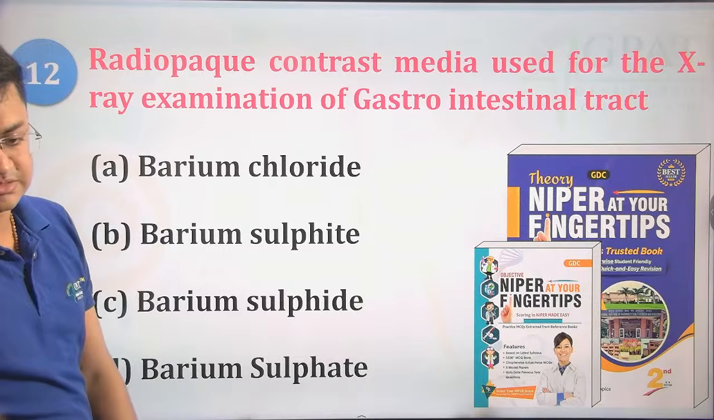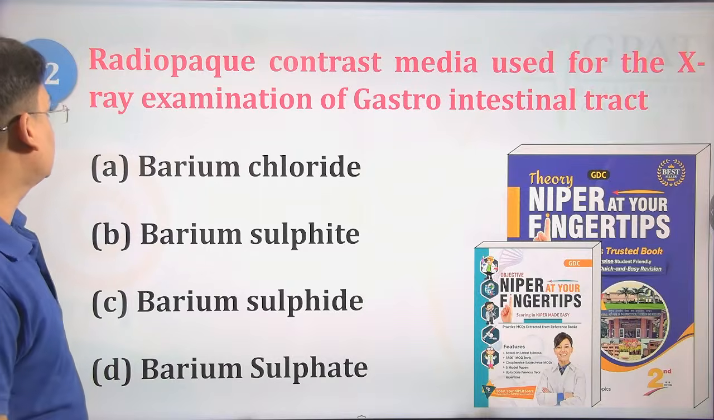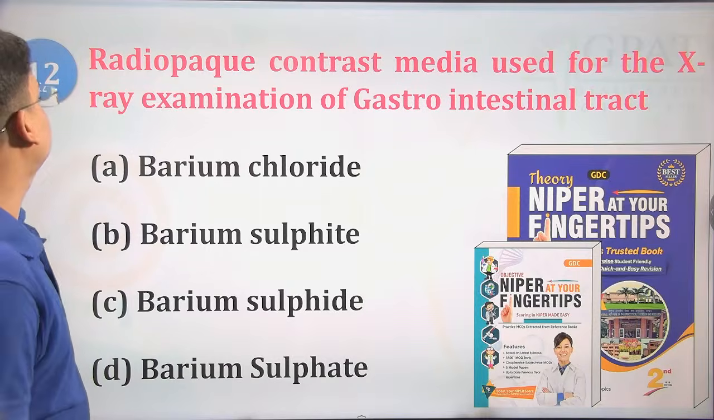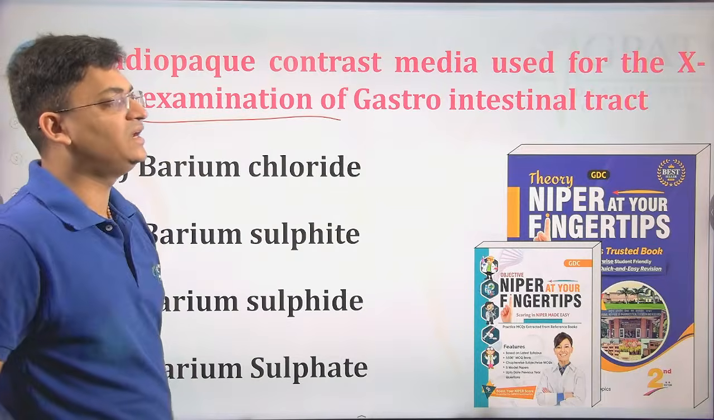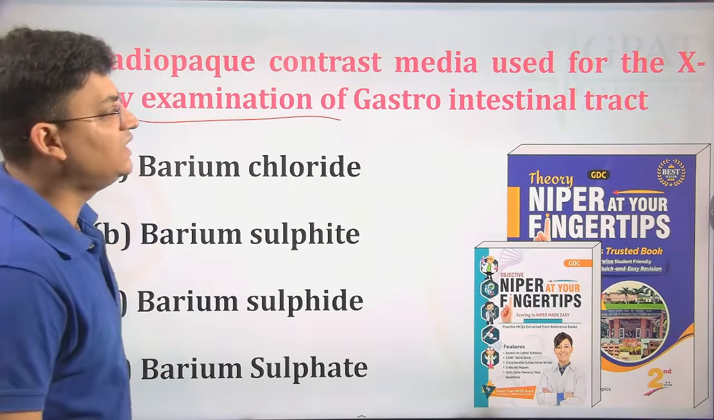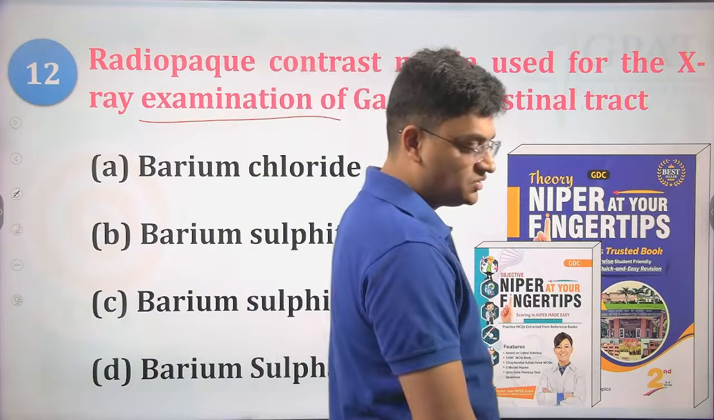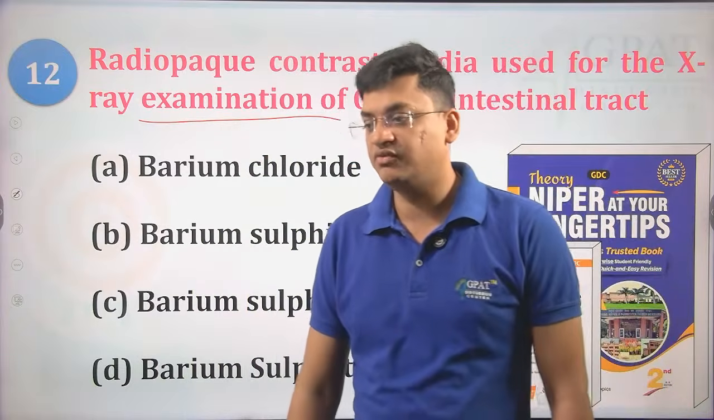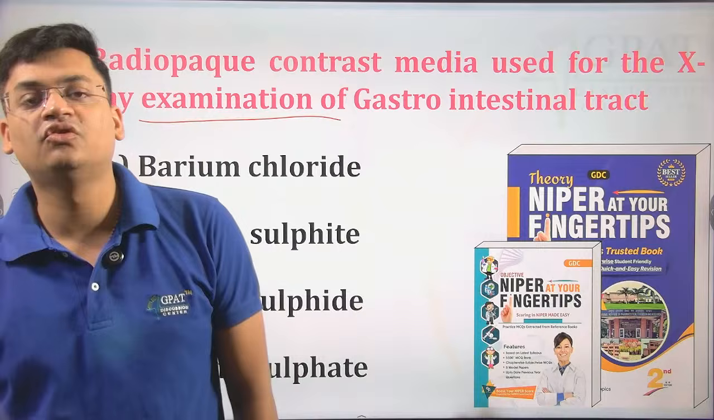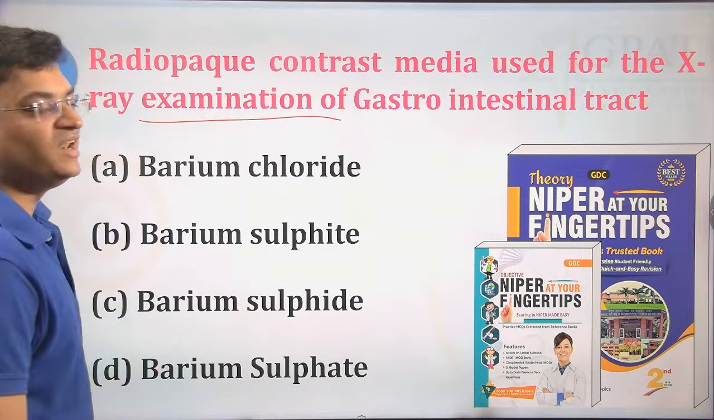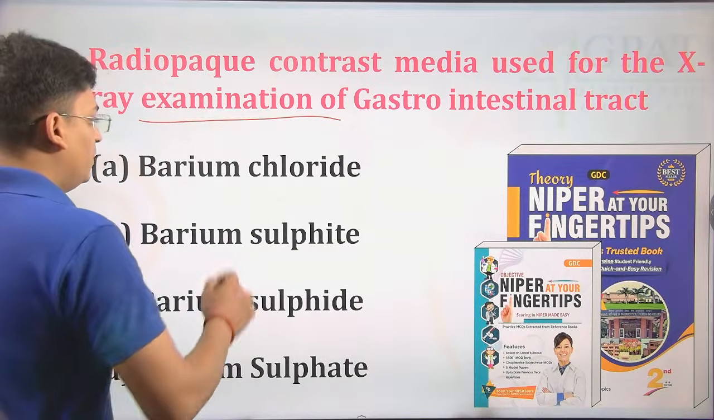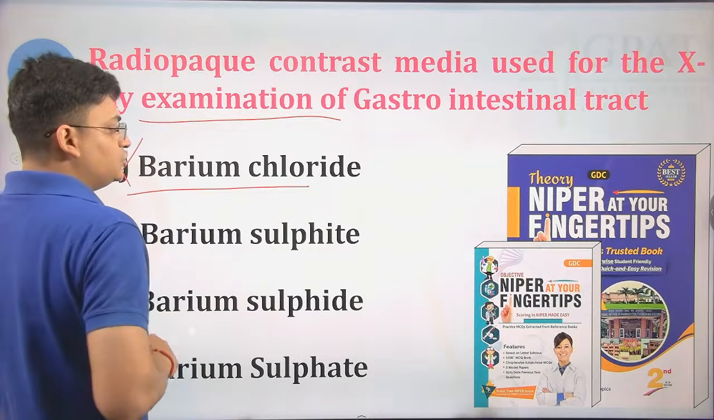Option D is the right answer. Option D is the correct answer. Radio opaque contrast media used in X-ray examinations of the GI tract. So for the gastrointestinal tract, what radio opaque contrast media do we use for X-ray examination for better imaging? We use barium meal. Barium chloride? No, this is not used here.